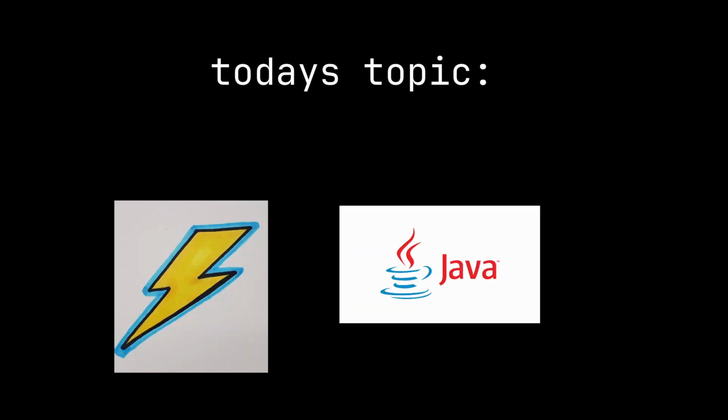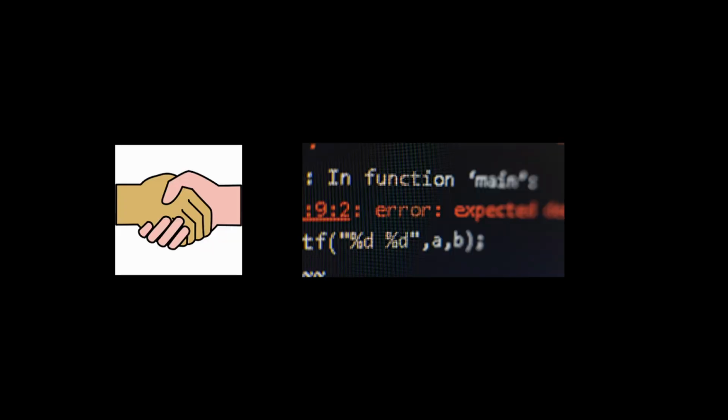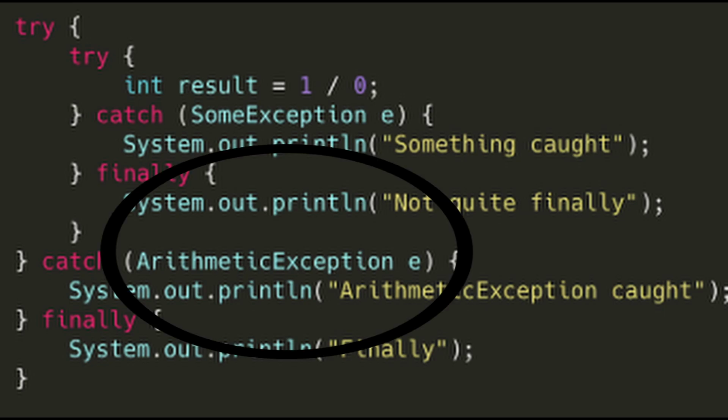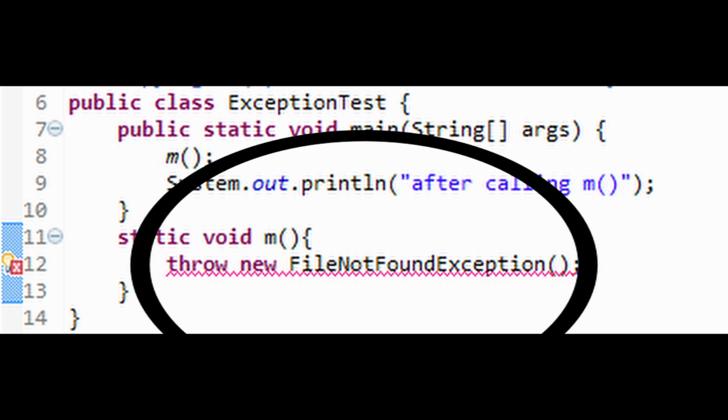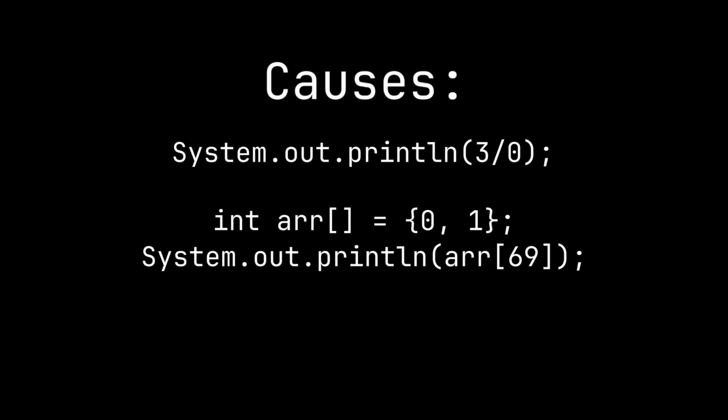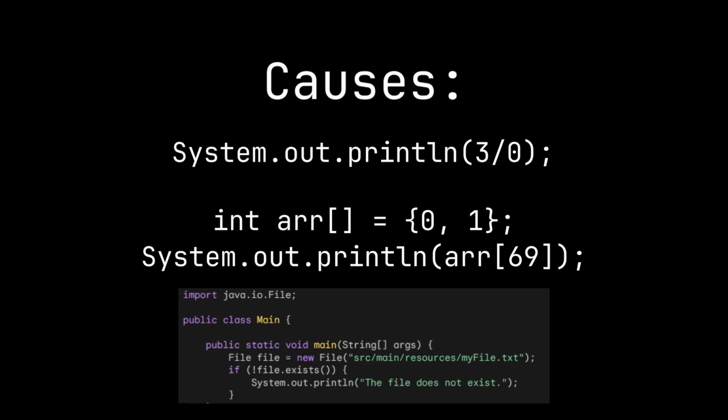Today, we're going to talk about an important concept in Java programming, exceptions. Understanding exceptions is the key to writing reliable and crash-free programs, so let's break it down. In Java, an exception is an event that interrupts the normal flow of your program. It happens when something unexpected occurs during runtime. For example, dividing a number by 0, trying to access an element out of an array's range, or working with a file that doesn't exist.